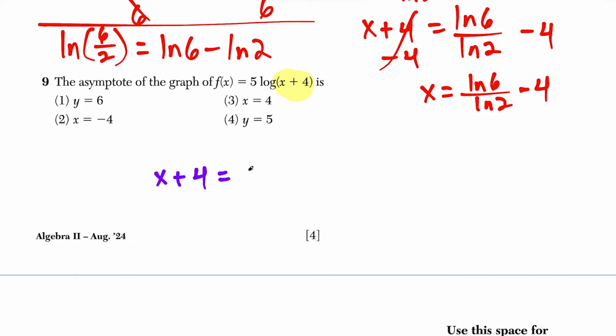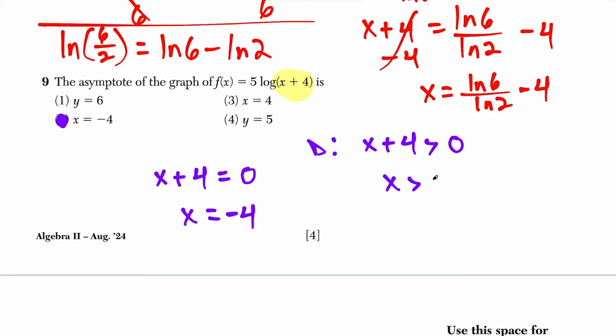So if we set x plus 4 equal to 0, this is true when x is equal to negative 4. So this tells us our vertical asymptote is going to be at x equals negative 4. If we were looking for the domain, we need the inside of a log to be positive. I set x plus 4 to be greater than 0. And after I do minus 4 on both sides, this tells us that all values of x greater than negative 4 would be the domain of our function. So this would be if I needed the domain, but we just need the vertical asymptote.